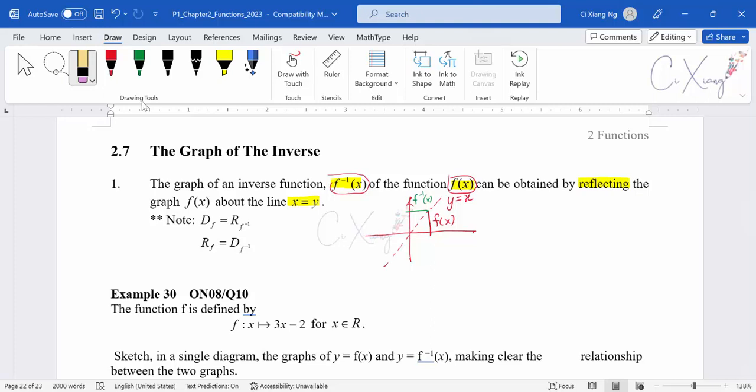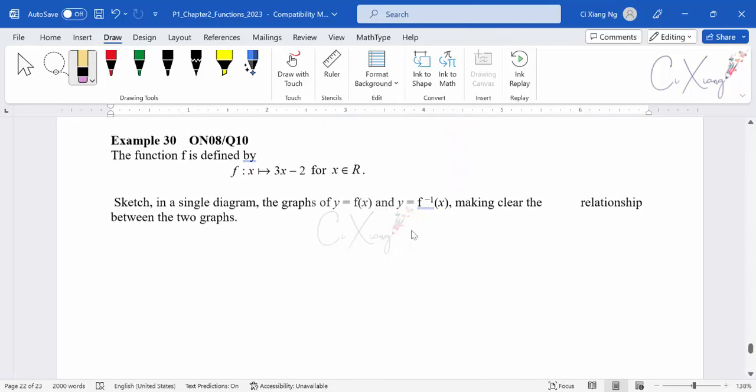So let's have a look at an example related to the graph of the inverse function. Let's say we are having the function f, which is 3x minus 2, for x an element of the real numbers. So 3x minus 2 is the original function. They want us to sketch a single diagram, that means a diagram with the same axes. I want to sketch the graph y equals f x and also y equals f inverse x, making clear the relationship between the two graphs.